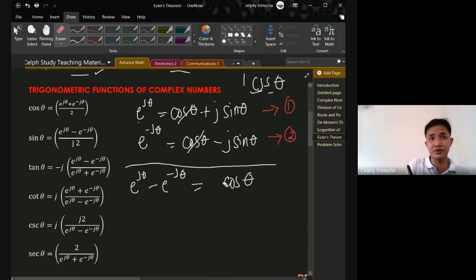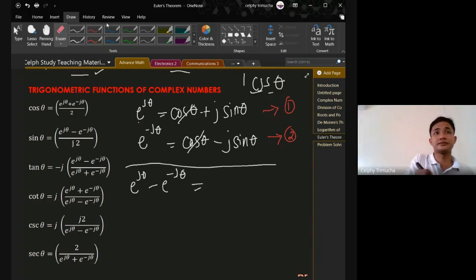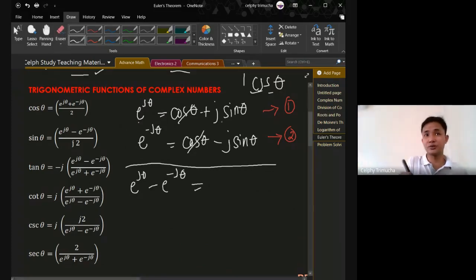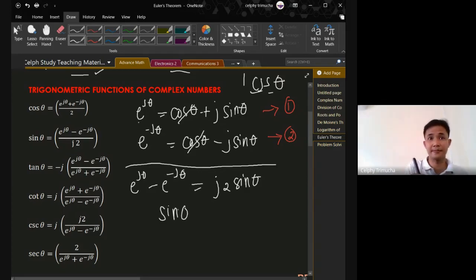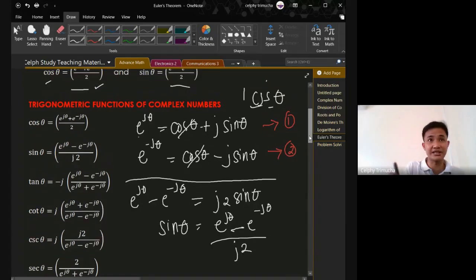So ang mabilin, hindi na si cosine. This will be equal to, since minus negative, that will be equal to a positive value. So this is plus j times 2 sine theta. Then, if we get the value of sine theta, this is equal to e raised to j theta minus e raised to negative j theta, all over 2j. So this is what Euler used up above.